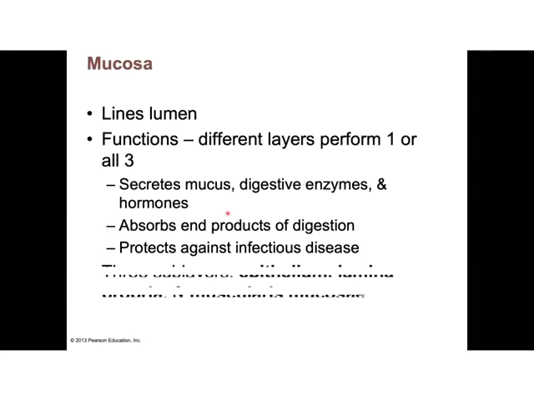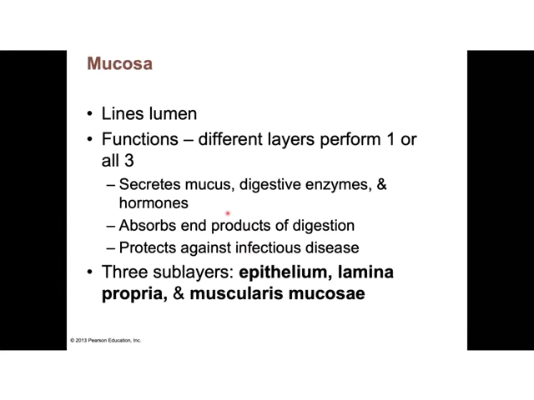Okay? So the mucosa lines the lumen, right? Secretes mucus as well as producing digestive enzymes and hormones, and it absorbs the products of digestion and has an extensive surface area, particularly in the small intestine.